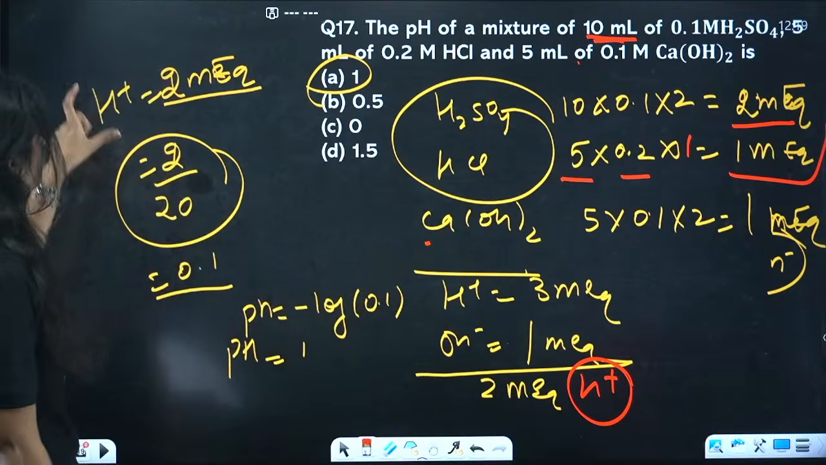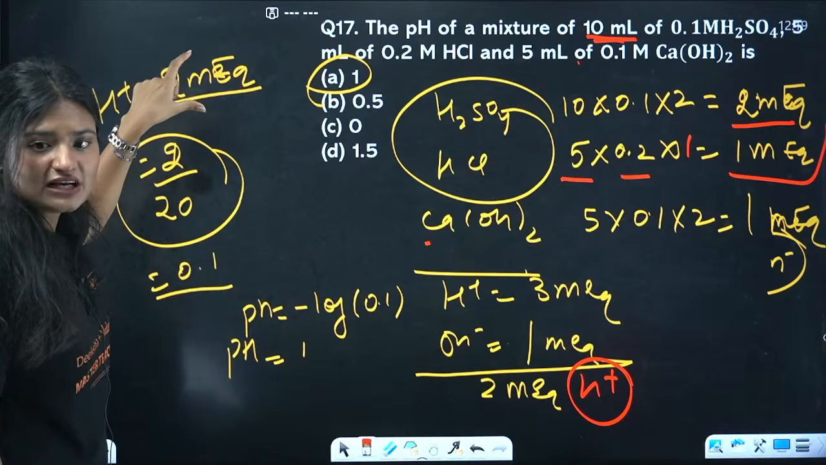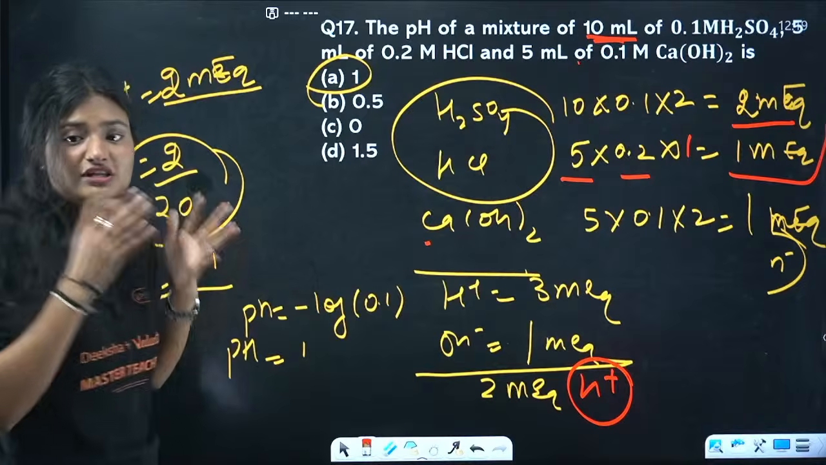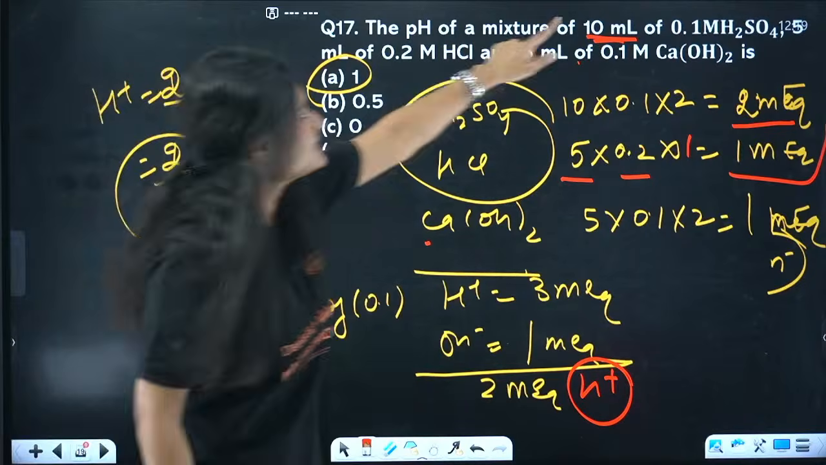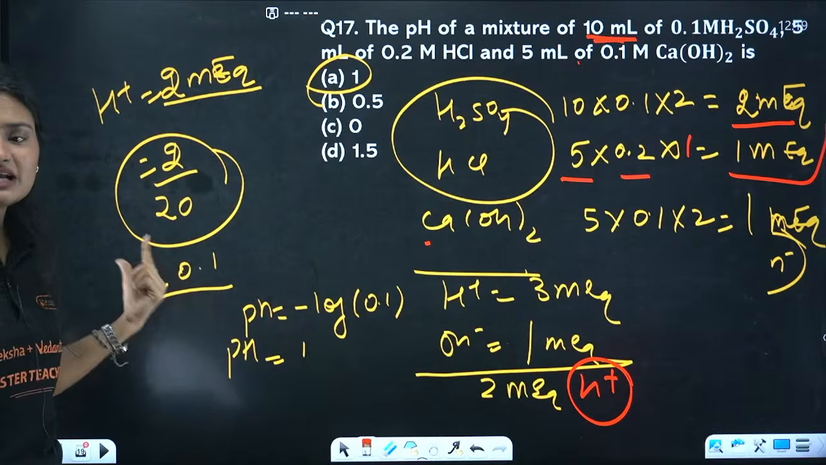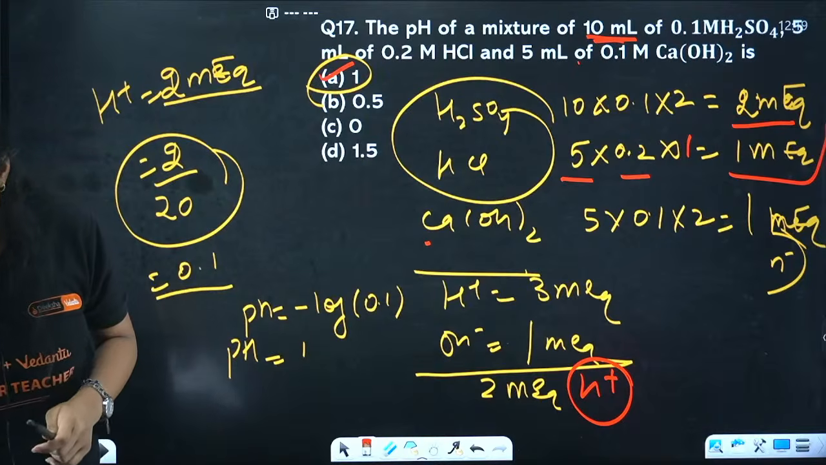So pH will be equal to the concentration of H positive. What is the concentration? Whatever milli equivalents you have, you divide them by the total volume, in this case 10 plus 5 plus 5, that is 20 ml. So that comes out to 0.1 and pH will be 1 in this case, okay.